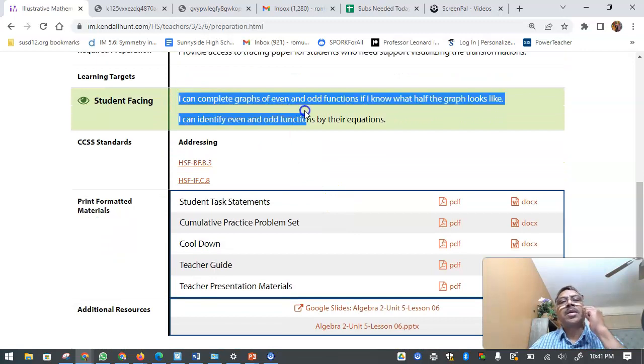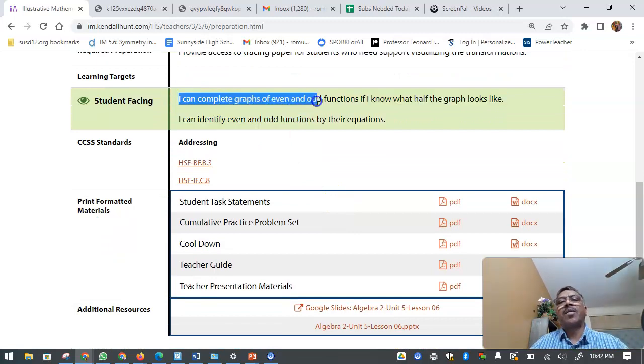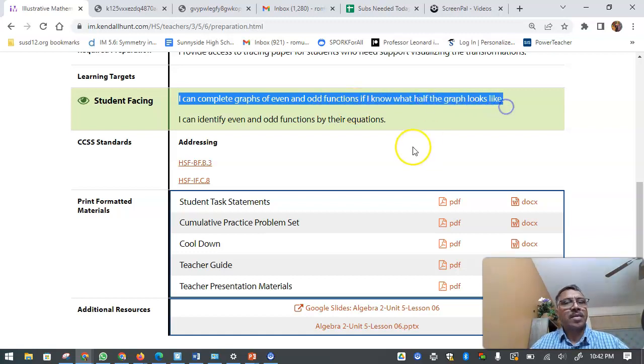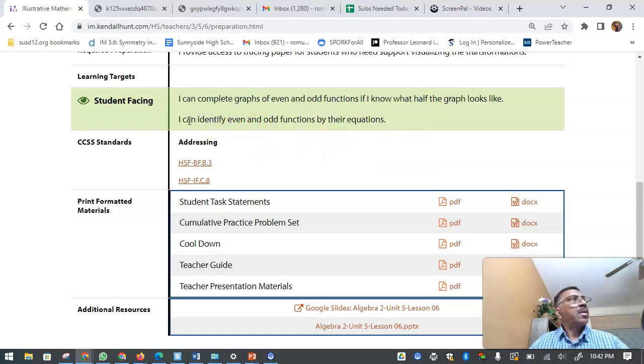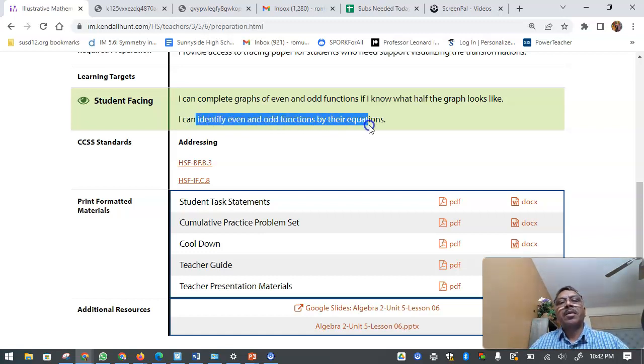I can complete graphs of even and odd functions if I know what the graph looks like. That means if they give you half of the graph, you could easily draw the other half. And the second part is you can identify whether any equation given is odd or even.